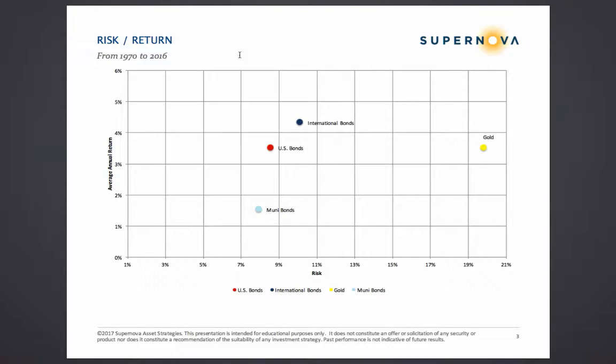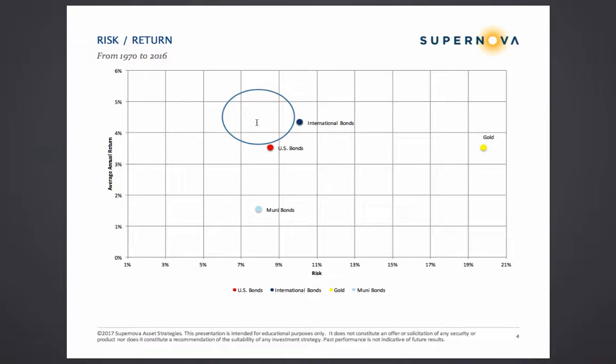Here we see a risk and return chart from 1970 to 2016 with average annual returns going up and down and risk going across horizontally. We show the asset classes that conservative investors are usually thinking about: U.S. bonds, international bonds, gold, and municipal bonds. What we find interesting is this blank white space. This is the low-risk, high-return space, and the world doesn't often want to give away low-risk, high-return investments.